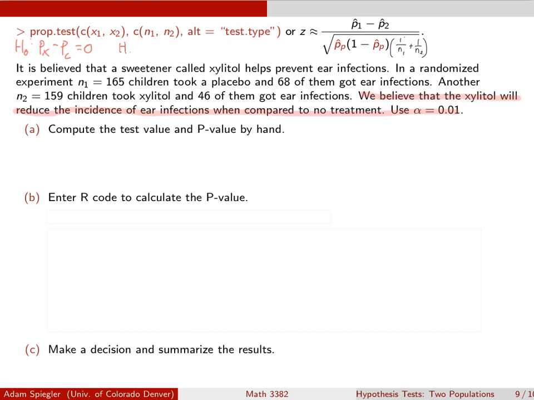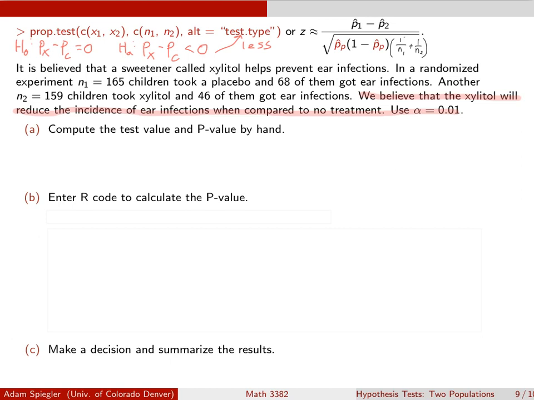We're going to compare this to the claim in the alternative that if you take this sweetener xylitol, then you're actually less likely to get an ear infection. So the difference in the proportion of children that get an ear infection that take this sweetener is going to be less than the control group. We would say this difference is less than 0, and that's going to imply that we have a left tail test, so we're going to use less as that argument.